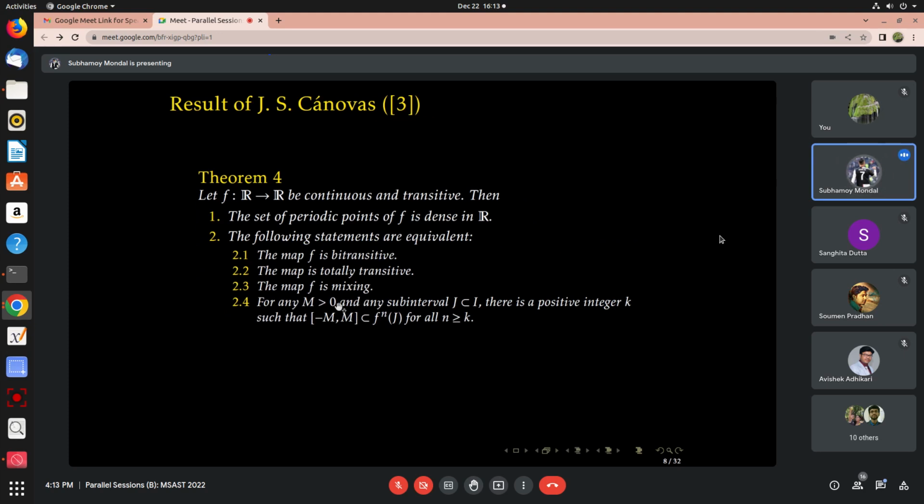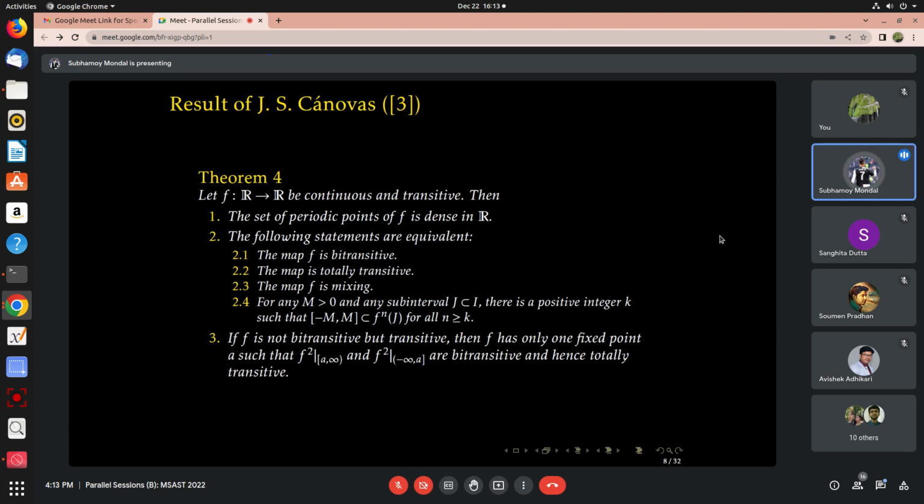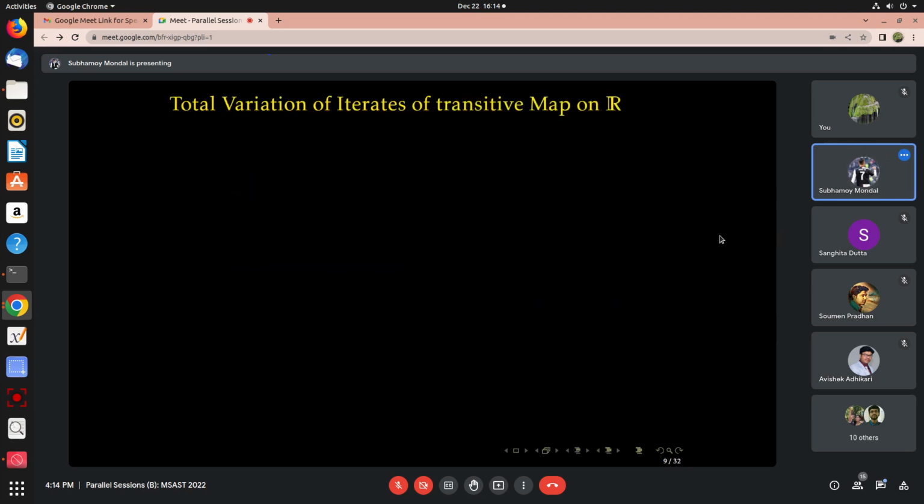And the fourth one is: if we take any positive number m and consider the symmetric interval minus m comma m, and take any interval J, then after some stage of iteration, the image of J will contain minus m comma m. The third one is that if f is just transitive but not bitransitive, then f has only one fixed point a, such that f cyclically permutes the intervals a to infinity and minus infinity to a, and f squared over a to infinity and minus infinity to a is bitransitive, and this implies total transitivity.